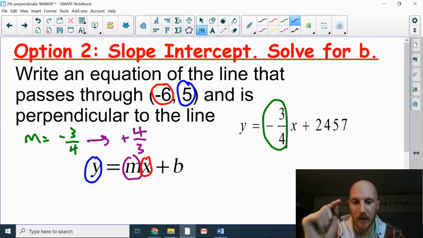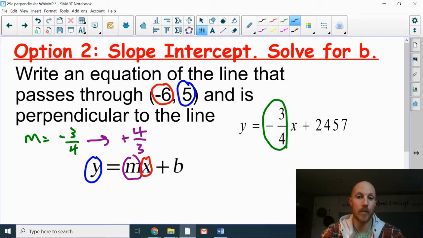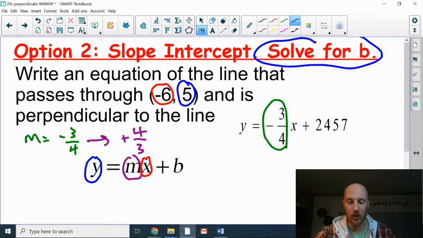The only thing left is the letter b. I don't know that. That's why I'm going to solve for b. So I'm going to use an algebra process to solve for the unknown thing. I don't know the y-intercept, but I can use the information I do have to get that piece of information. And then once I have it, I can write my final equation with the y-intercept as part of the equation.